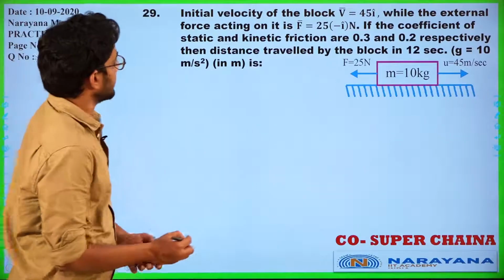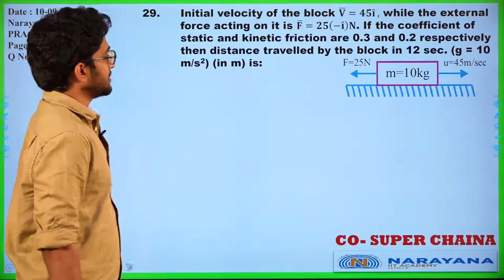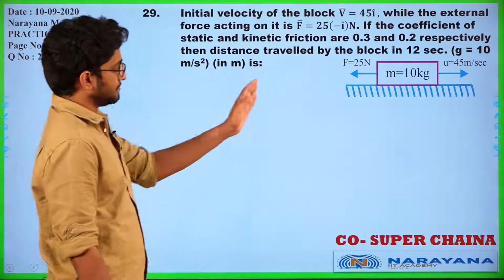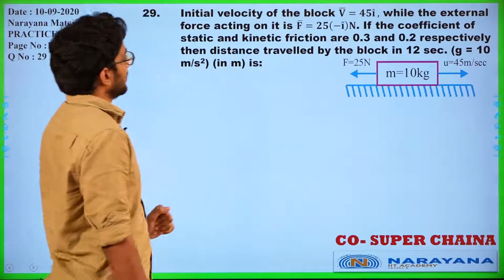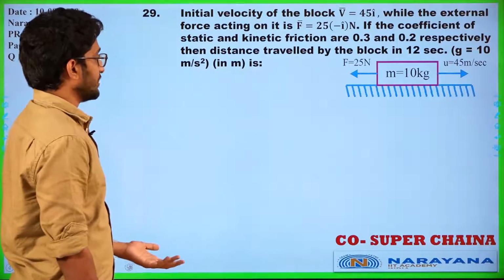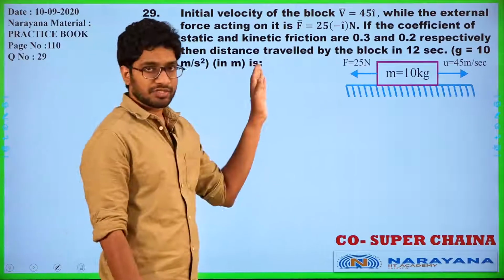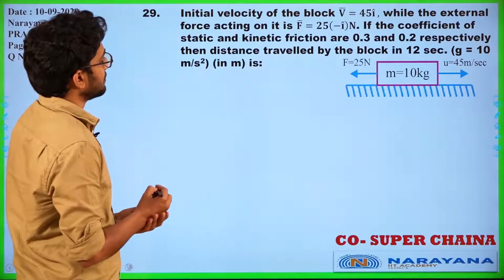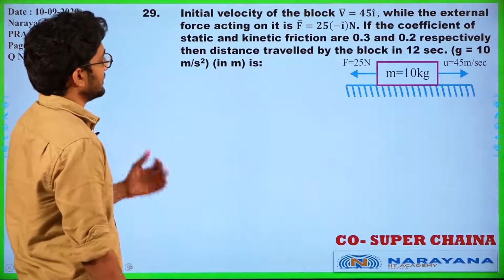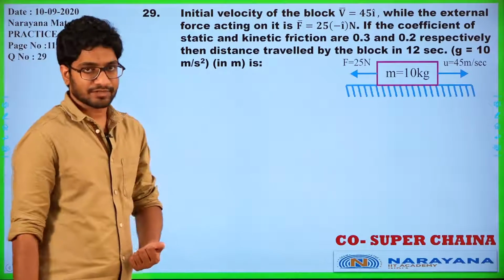Yep. Here is another question. Initial velocity of the block is 45 i cap. So it is moving with a velocity of 45 towards right. Okay. While the external force acting on it is 25 minus i cap. So there is an opposite force of 25 newtons. Coefficient of static and kinetic frictions are 0.3 and 0.2 respectively. Find the distance travelled by the block in 10 seconds.